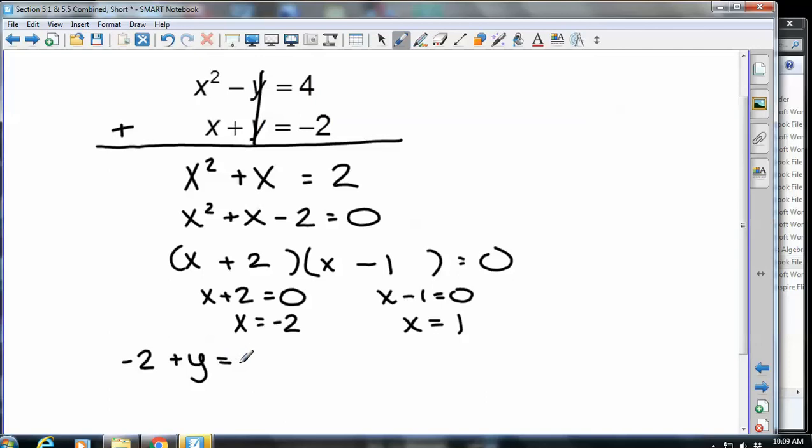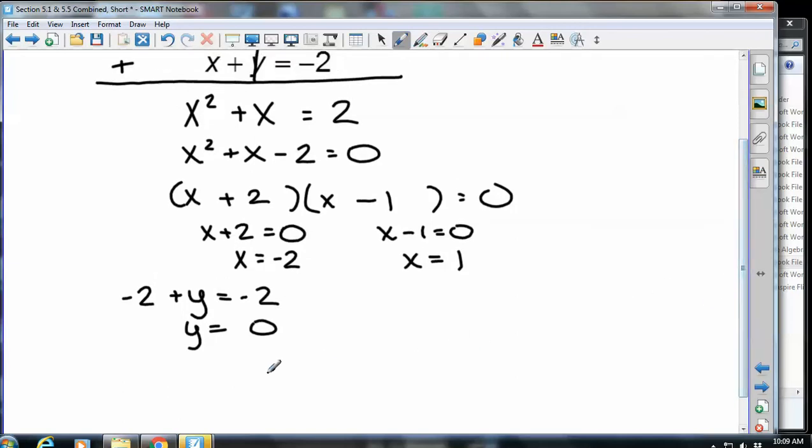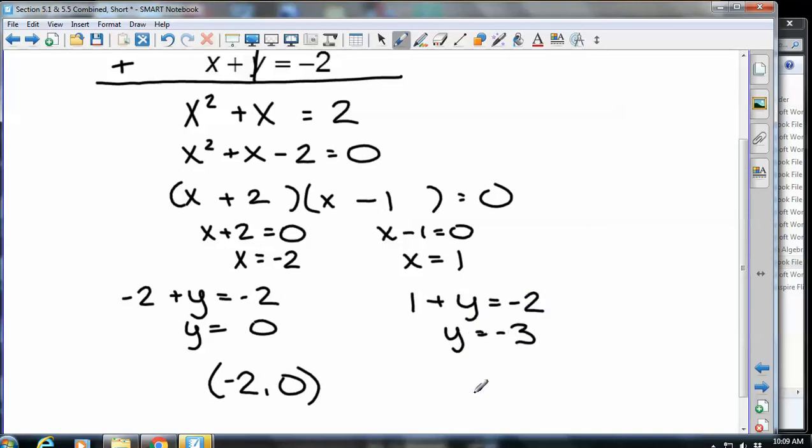Alright, so x plus y equals -2. So that means y equals 0. So my first ordered pair is -2, comma 0. If I put in 1, my y is -3.